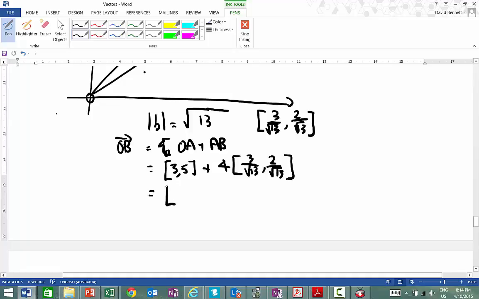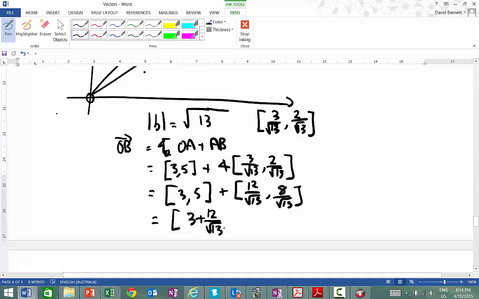So then that becomes (3, 5) plus, now we're just going to times 4 by those things, that becomes 12 on root 13, and then that's going to be 8 on root 13. So then when we're adding those two things together, we're going to get 3 plus 12 over root 13, and that's going to be 5 plus 8 all over root 13.